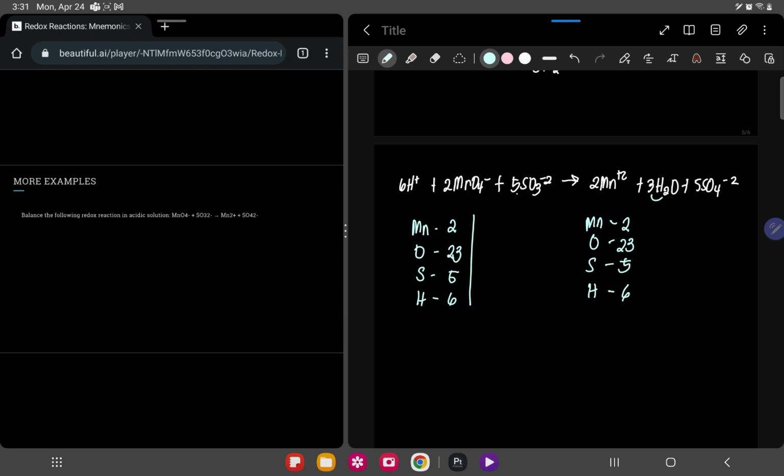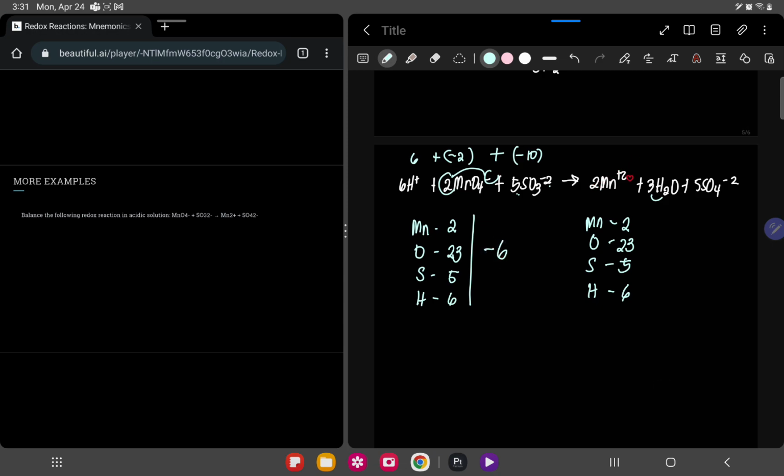How about our electrons? So let's see. On the other side, we have 6 electrons plus we have negative 1. So that will be 2 times negative 1, that will be negative 2, plus 5 times negative 2, that will be negative 10. Okay, so the total of electrons on this side is 6 plus negative 2 is 4, plus negative 10, that will be negative 6. Let me know if it's correct.